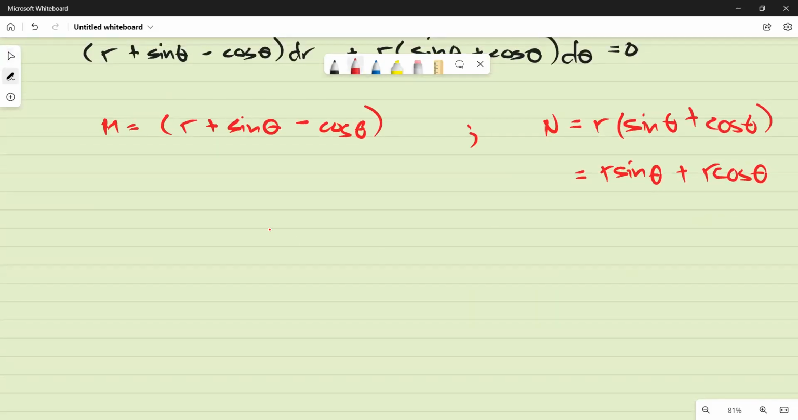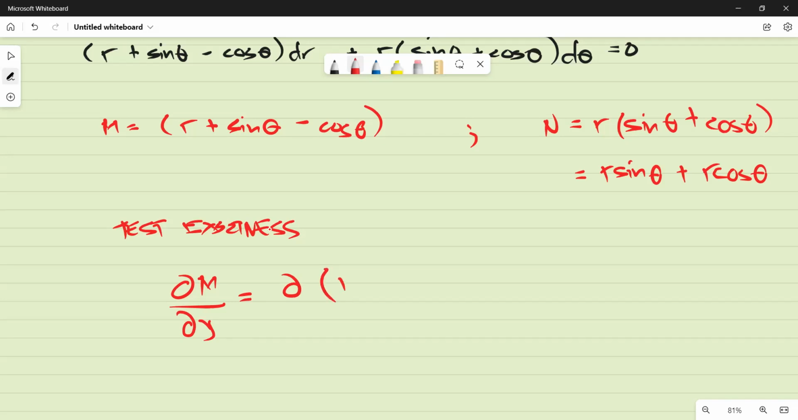So, since we are going to test for exactness, let's test for exactness. First, let's check yung partial of M with respect to Y, na naging bilog na naman. And that is equal to partial of, ano yung M natin ulit? R plus... with respect to Y. Nasanay tayo, no? With respect to yung kabaligtaran niya, which is yung partial of theta.